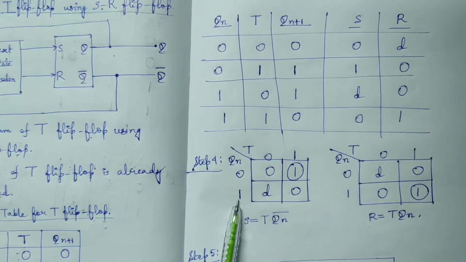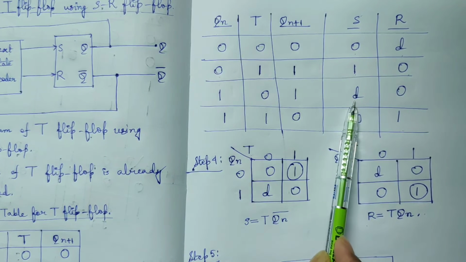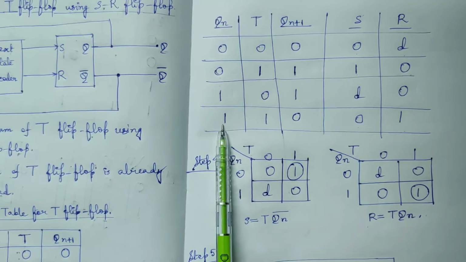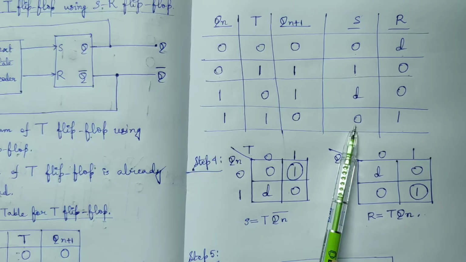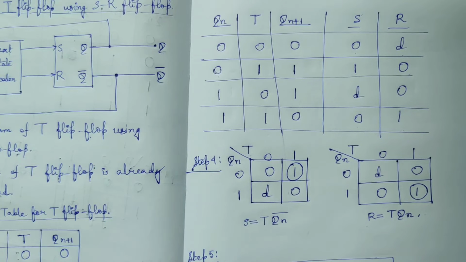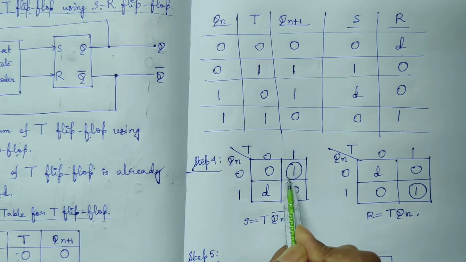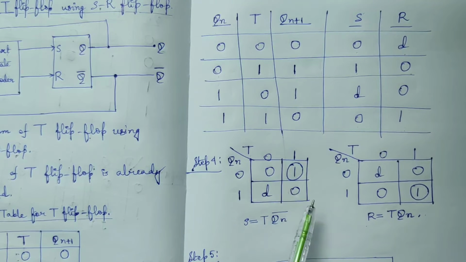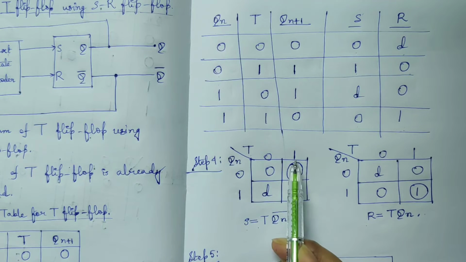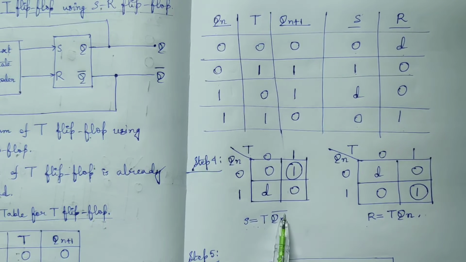Next, Qn 1, T is 0. When Qn is 1, T is 0, the value of S is D. So we are writing here D. Next, Qn is 1, T is 1, the value of S is 0. Here Qn 1, T 1, S is 0. So we can form a group using only this 1. So what will be the expression of S? S will be equal to, here T is 1, Qn is 0. So S is equal to T into Qn bar.